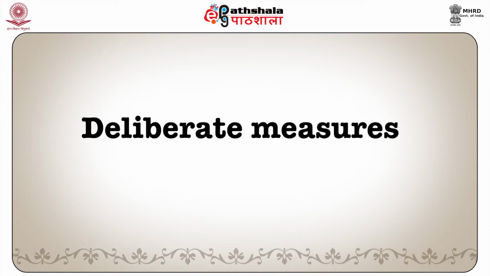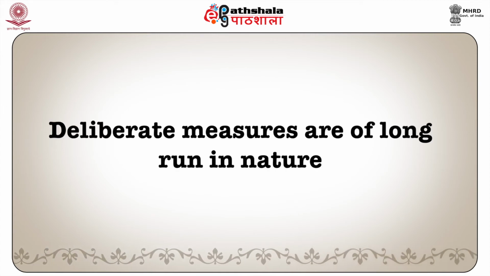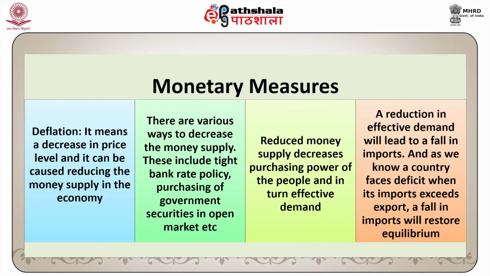Deliberate measures are long run in nature. These can be categorized into the monetary measures. The monetary measures include deflation. It means a decrease in price level and it can be caused by reducing the money supply in the economy. There are various ways to decrease the money supply. These include tight bank rate policy, purchasing of government securities in open market, etc.